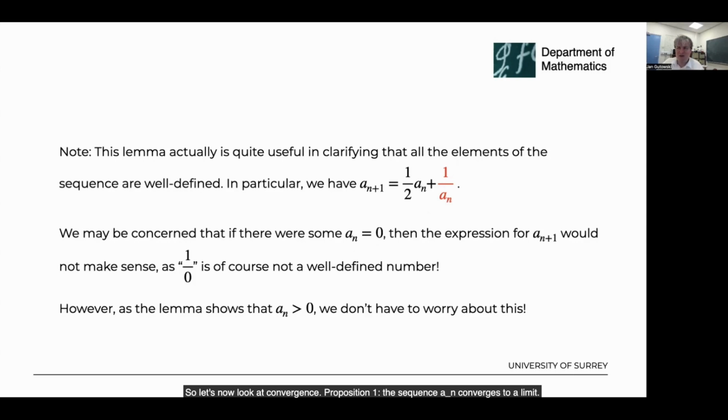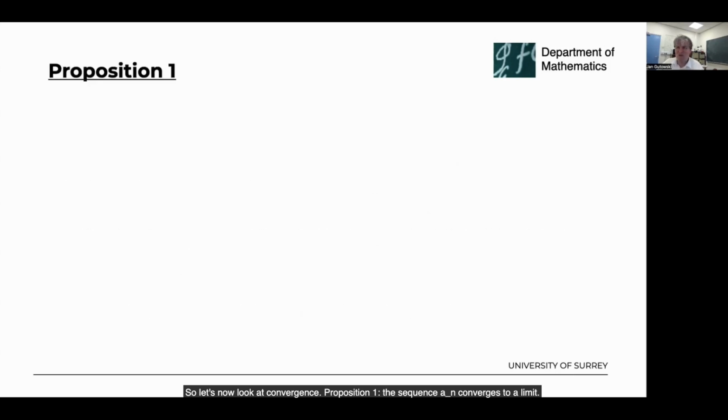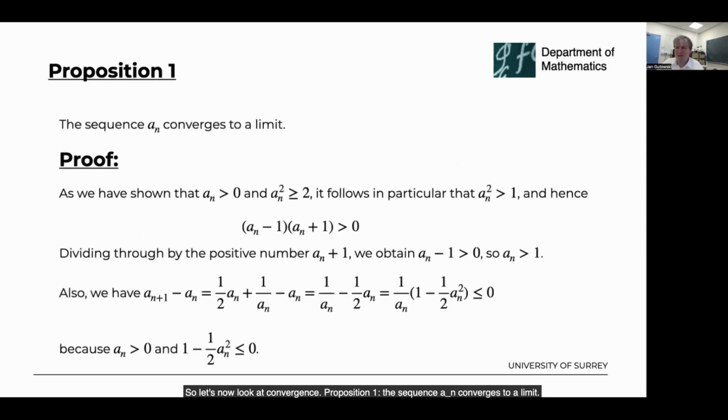So let's now look at convergence. Proposition 1. The sequence an converges to a limit. And I'm going to use the monotone convergence theorem for this. And there are two steps. First, I must establish a lower bound, and then I must establish that the sequence is decreasing. Well, I do actually have a lower bound. an is greater than 0. So that establishes the lower bound.